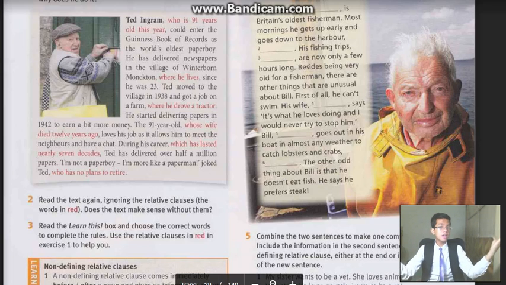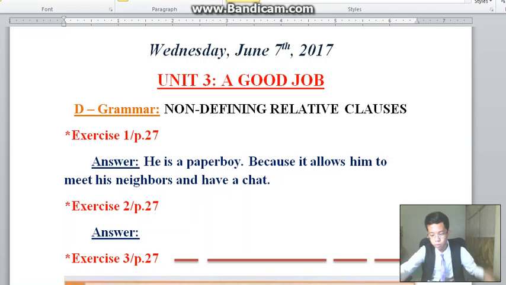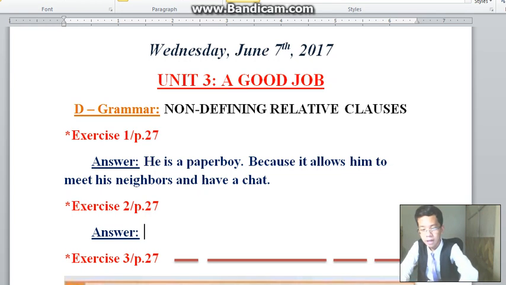So we have done exercise number 2, and let's answer the question. Does the text make sense without the words colored in red? It is no, because it will make no sense. Alright? Because we will have no information.